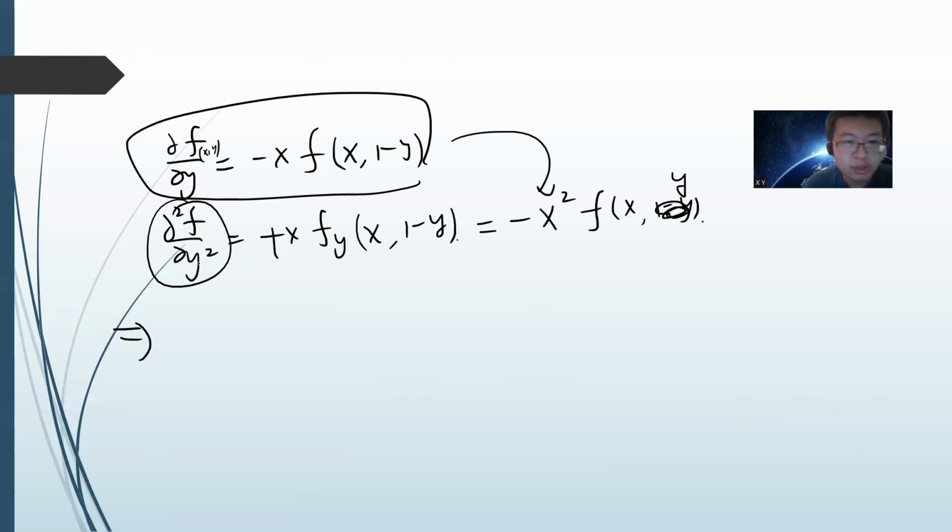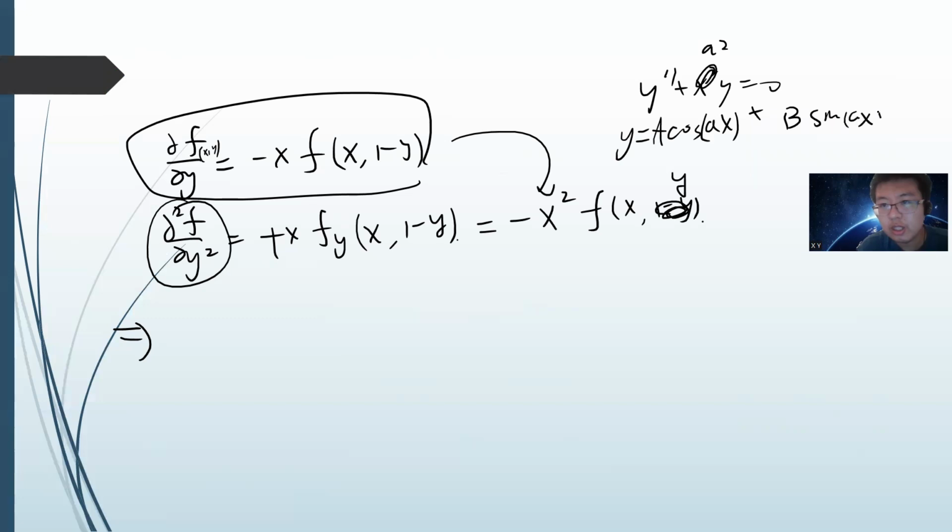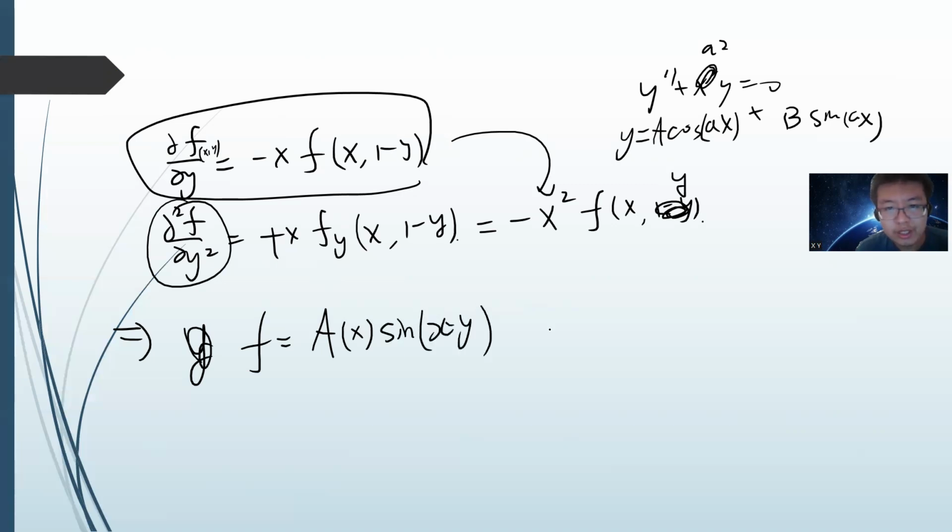Basically it's just the same as if you want to solve y'' equals minus a squared y, then your answer will be a cosine ax plus b sine ax. In this case, x squared is our constant a squared, but now we're differentiating in y, so this is a(x) sine of xy plus b(x) cosine of xy.